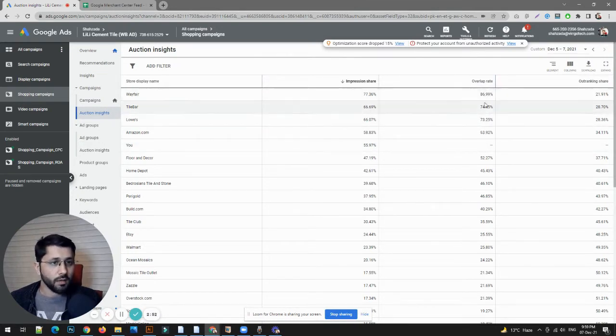If the overlap rate is higher in the case of competitors, that means they are closely following your strategy, right? So you may be targeting a certain set of keywords. Your competitors with a high overlap rate are also targeting the same keywords. They may be bidding close to yours if their overlap rate is very close, or maybe higher than yours within Google Ads. So it's important information, right?